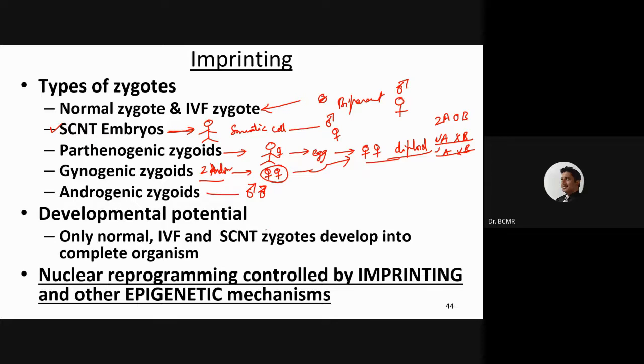So what we will also discuss is that nuclear reprogramming is controlled by imprinting and the other epigenetic mechanisms. So we will have a look at some of these things, and gradually the objective of it is to go through an introduction to epigenetic mechanisms.